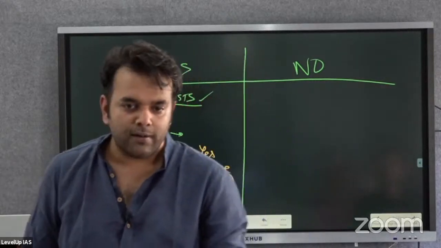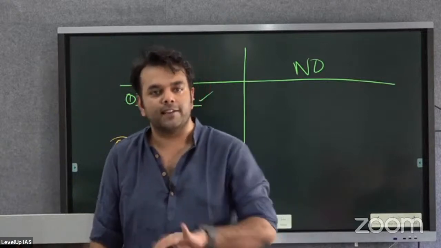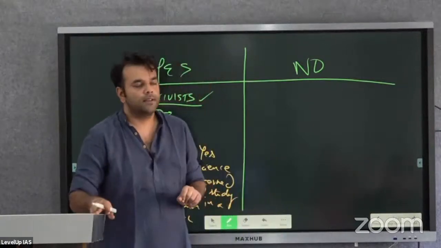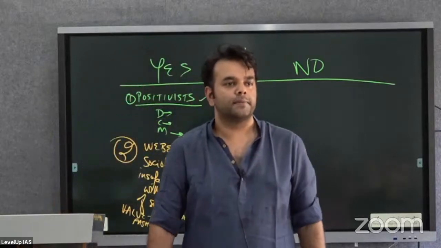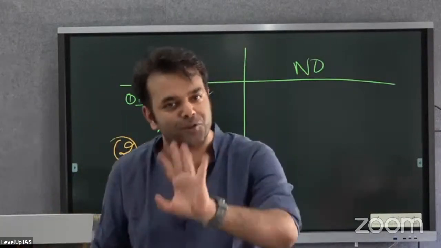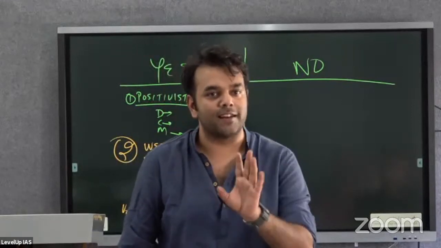So the reason for Max Weber to call sociology science is quite different from the reason given by Auguste Comte and Durkheim to call sociology a science. But to both of them, sociology is science, for different reasons. This has to be kept in mind.